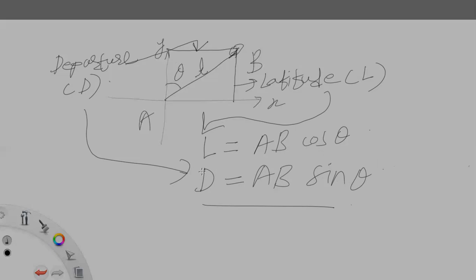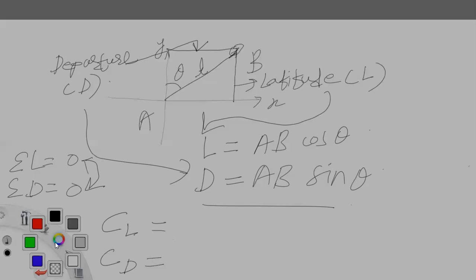Now after that, to reduce this error, to apply the correction to that error, your summation of latitude and summation of departure will be equal to 0. If this condition is satisfied, then your error will vanish and the full correction will be applied to your traverse. Now, you need to separately find the correction for latitude and the correction for departure. Now, what is this correction for latitude and correction for departure?